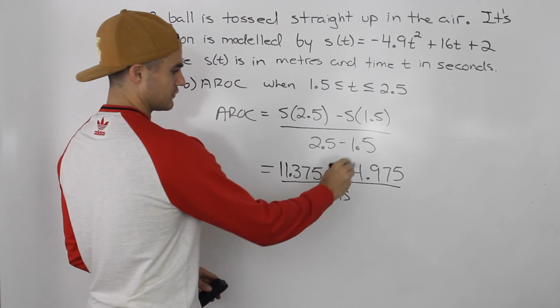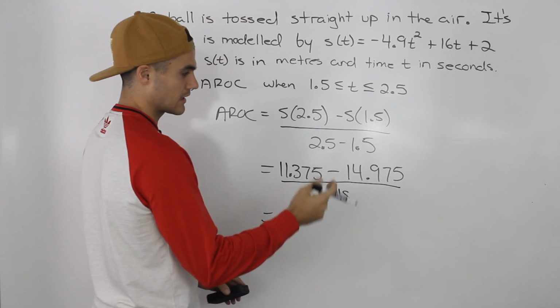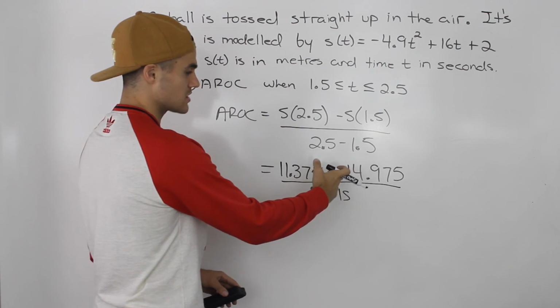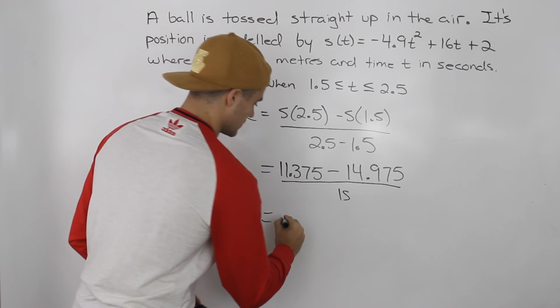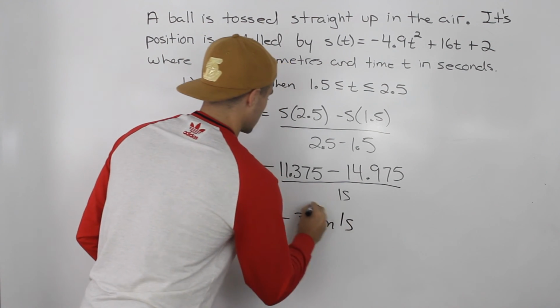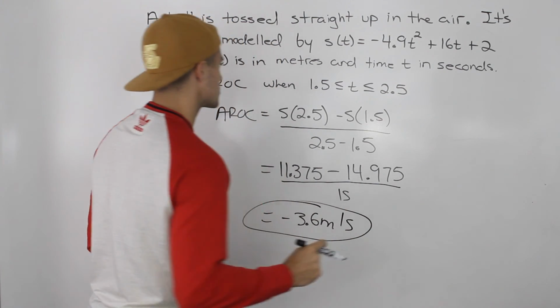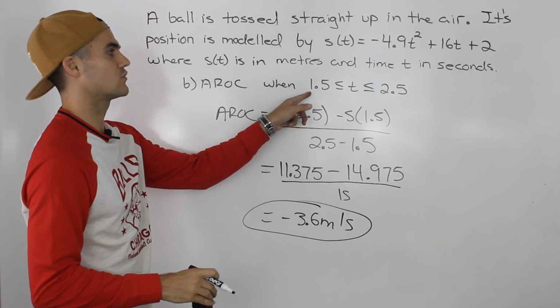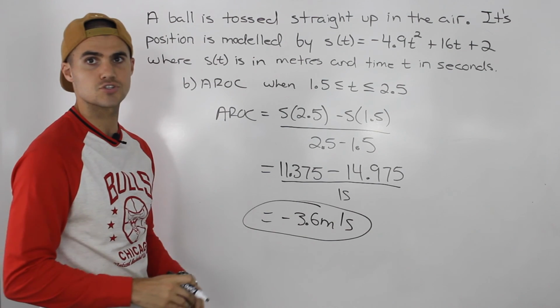So when you simplify the numerator, you would end up getting negative 3.6 meters up top all over 1 second. That gives you negative 3.6 meters per second. So that there is your average rate of change over this interval between 1.5 seconds and 2.5 seconds.